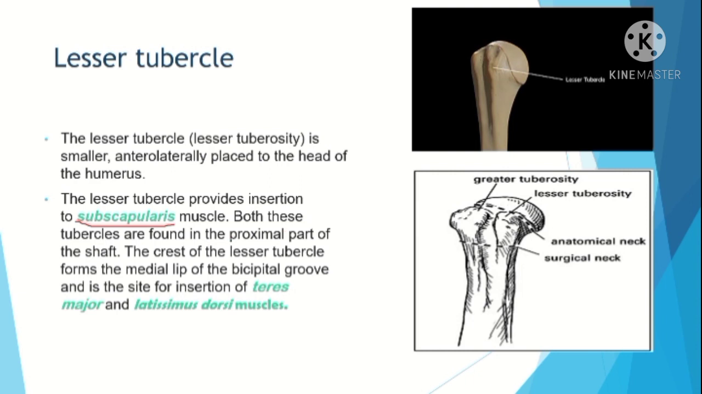Now these tubercles are found in the proximal region. There is a crest, the depression, which extends till here. This is also a crest, extending till here, and the region between them is the intertubercular sulcus. Intertubercular sulcus is also called the bicipital groove. So let's move to the next slide.